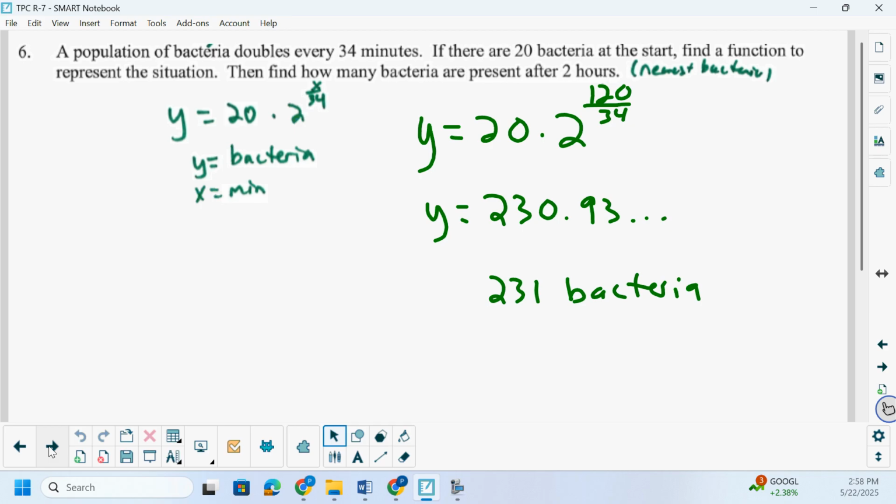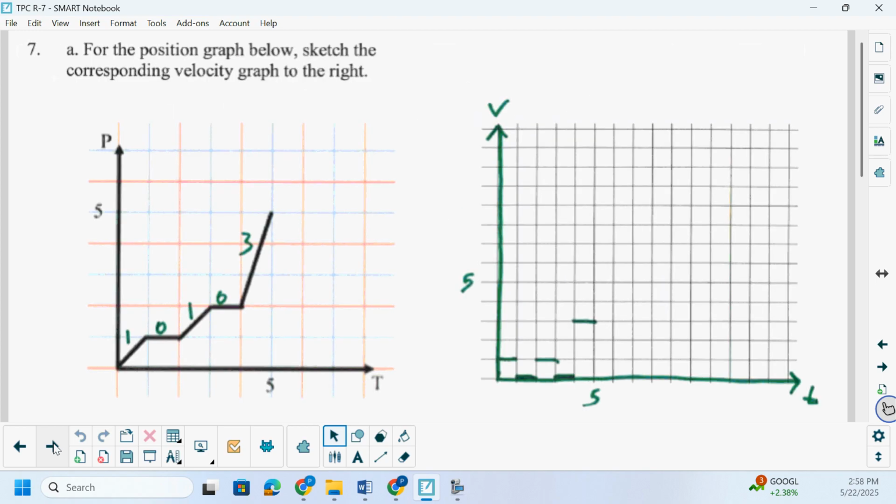So from yesterday's stuff, most people finished it in class, but for question 6, we had 20 for the initial amount times 2 to the x over 34 because it was doubling every 34 minutes. 2 hours is 120 minutes. Sub in the 120, we get 231 bacteria.